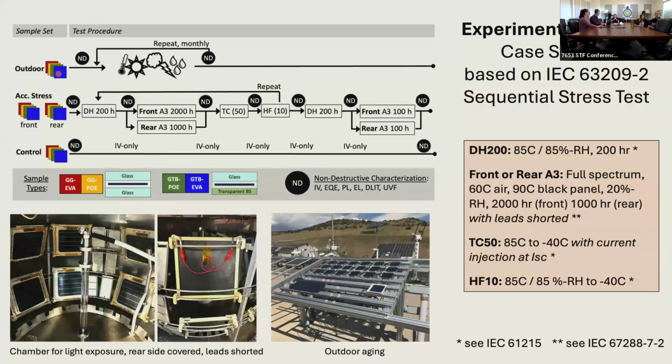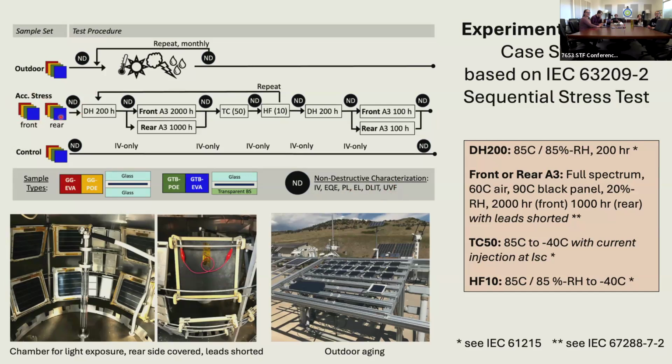So here's a summary of the experimental setup that's roughly followed for all of these different case studies we'll go through. We have a set of samples that gets aged outdoors and they get periodic non-destructive characterization. There's also control samples that sit inside in the closet and they get parallel characterization along with the other tests. And then we have duplicate sets of samples that go through accelerated stress testing. These little ND icons are non-destructive characterization points. So that includes current voltage curves, external quantum efficiency, photoluminescence, electroluminescence, dark lock-in thermography, and UV fluorescence.